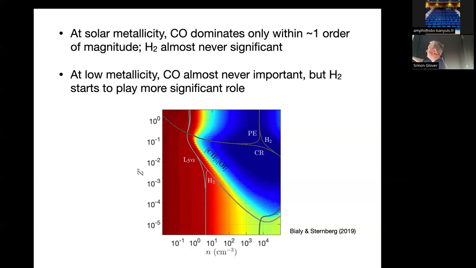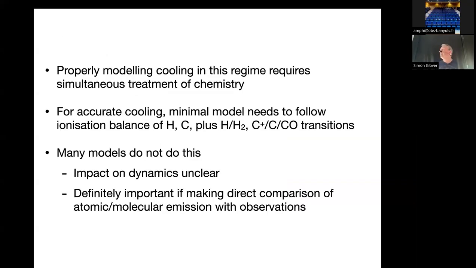But then as we go to lower metallicity, at low densities, you're still dominated by Lyman alpha. But at higher densities, you start getting into this regime where you're actually dominated by H2 cooling. And so if you ever want to model things around about here, these very low metallicity systems, you'd better have some treatment of molecular hydrogen in your simulation. So, properly modeling cooling in this low temperature regime does require some treatment of the chemistry.